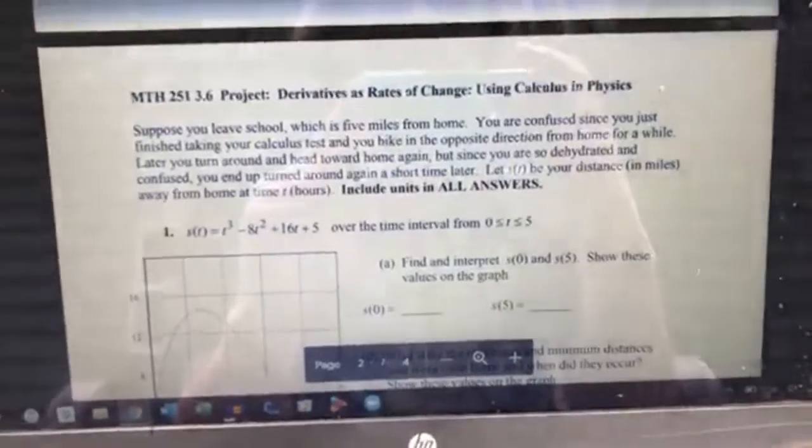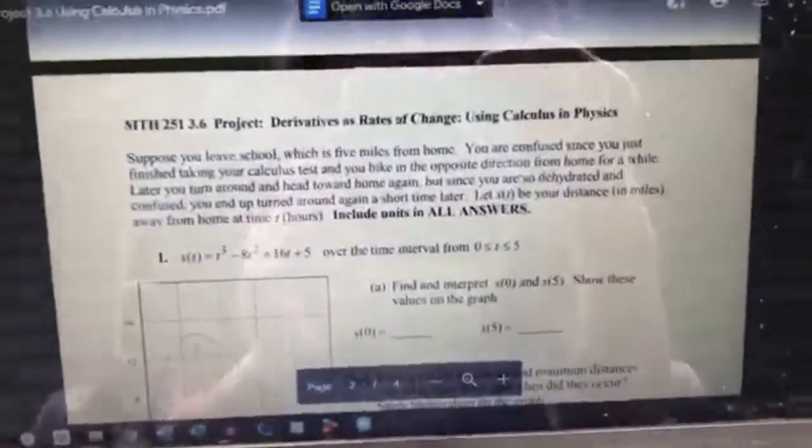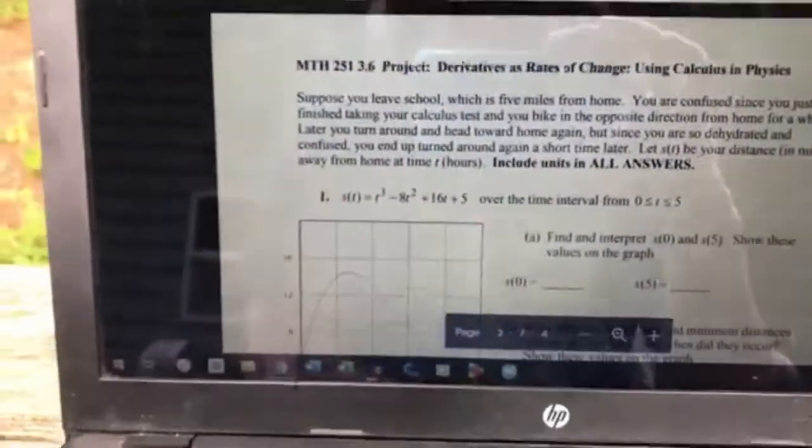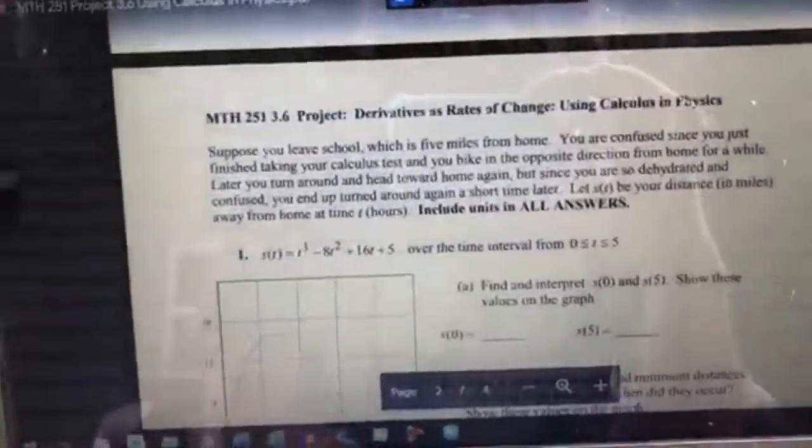I hope I can explain this okay, but we'll see. Alright, so this is the first page of the project, and it's the first question. I have all my answers on the same sheet of paper. I'm sorry that is a problem, but I'll make do.